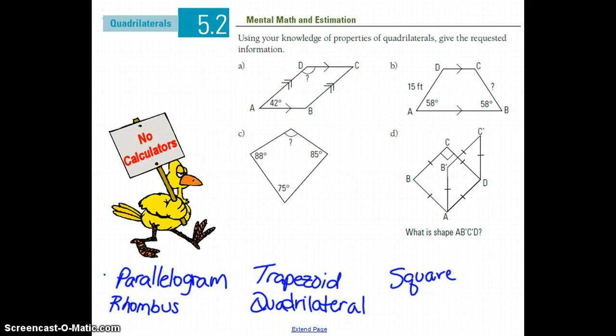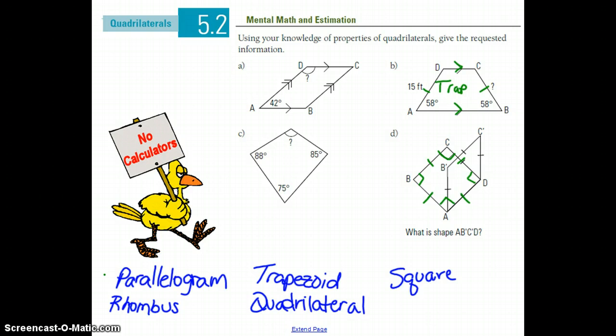A trapezoid is where you have one pair of opposite sides that are parallel. So this would be a trapezoid because it has two parallel lines and the other two are not parallel. To be more specific, this is an isosceles trapezoid because these are the exact same length. We also have a square, where all four sides are the same length and they're at right angles to each other. And as in C, this would be just a quadrilateral.